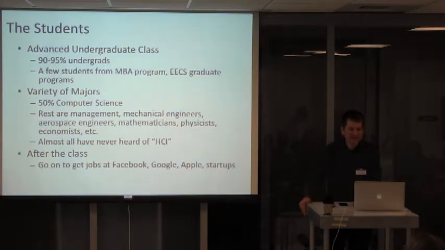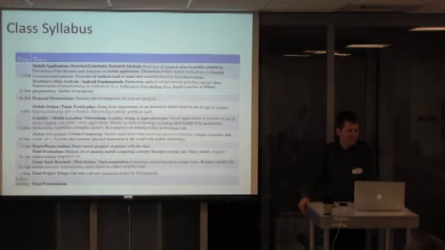It's an advanced undergrad class, with a few MBA students and graduate students as well, and a variety of different majors, which we think is really interesting: computer science students, management students, which might make sense, but also rocket scientists and mathematicians and economists. This is why MIT is fun, because you get all these people who want to make mobile apps. So it's a really fun class. Most of them have never heard of HCI when the class starts. They just want to make mobile apps and they think that's cool, and we teach them the basic HCI methods that they need to design and rapidly prototype something and evaluate how it's used.